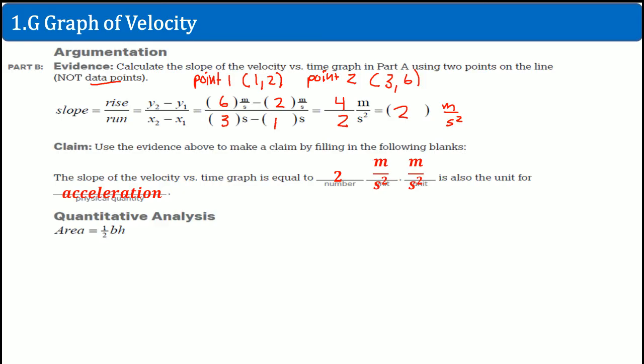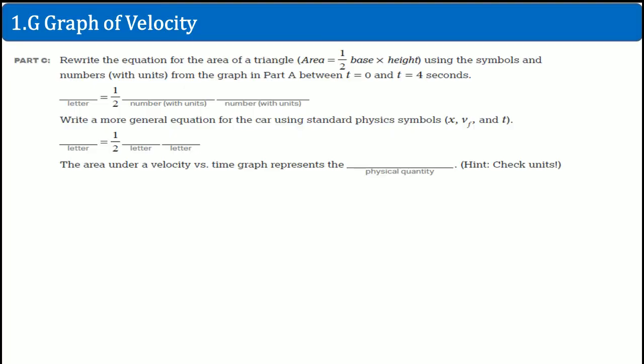Good. So next, let's take a look at part C. You're going to rewrite this equation for the area of the triangle. The area of the triangle is 1/2 base times height, and you want to write it in here. This was how the triangle looked. So let me redraw the triangle for you from the first part. It went from 0 to 4, and all the way up to 8 here. Again, this was just in the previous part.